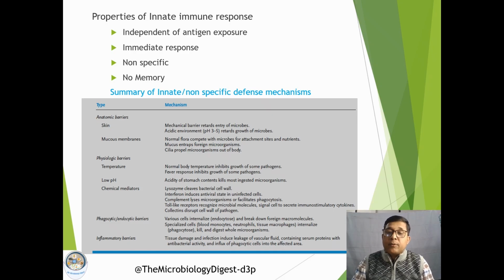Then last one, very important, that is the innate immunity has no memory. Means no memory response is generated in the non-specific immune response. So in the table you can see the summary of the different mechanisms by which innate immune response is generated. As I said, anatomical barriers are there, physiological barriers are there, then phagocytic barriers are there, then inflammatory barriers. These barriers collectively will come into play and they will try to eliminate the pathogen.